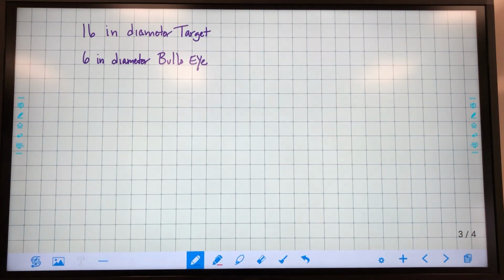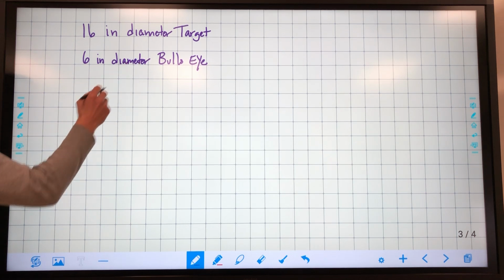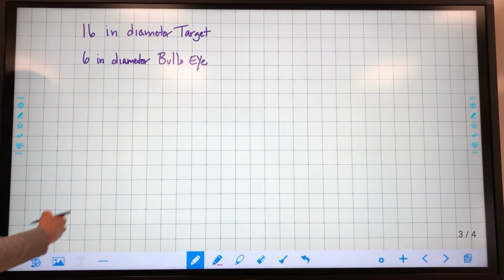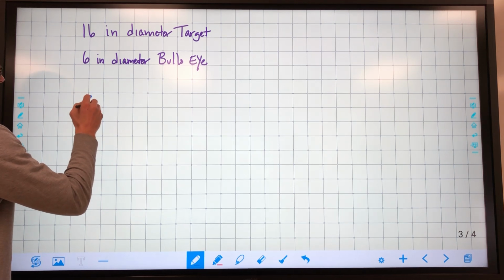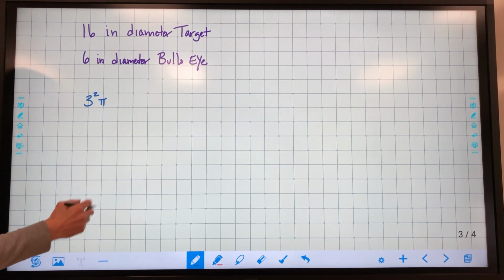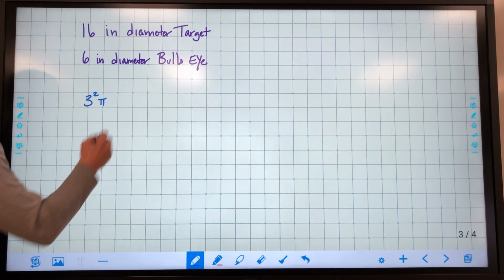All right, so this time I'm just giving you the description of the dartboard. So it's a 16-inch diameter target with a 6-inch diameter bullseye. Go ahead, pause the video, see if you can figure this out. So here we go. I'm going to find the area of the bullseye first. It's a 6-inch diameter. Sometimes they try to trick you with this. So that's a 3-inch radius. So it's going to be 3 squared pi. Again, area of a circle is pi r squared, which is 9 pi.